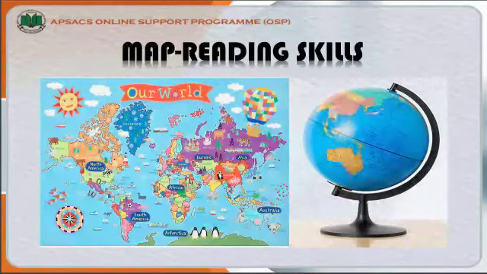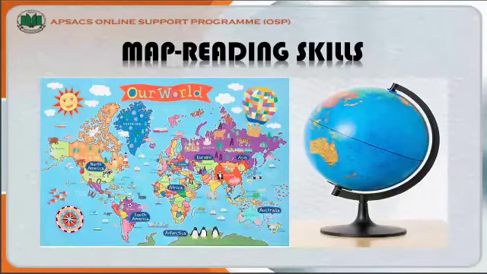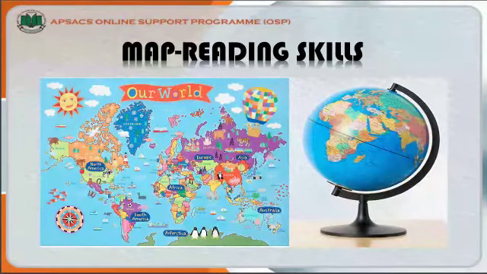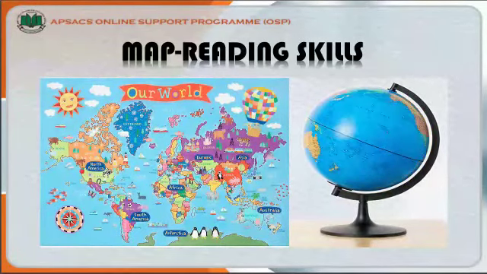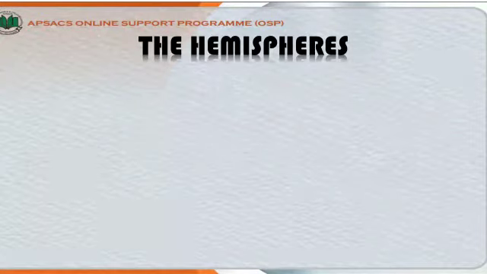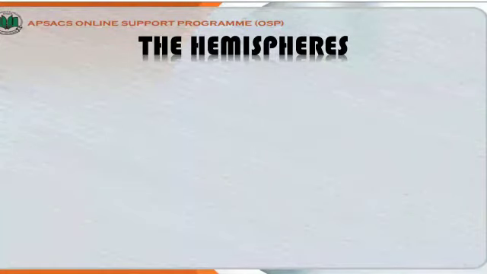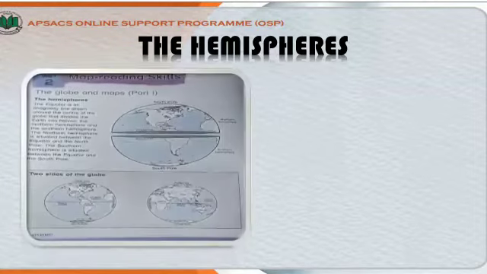Today's topic is globe and map. Here you can see map of the world and globe and can understand the difference between globe and map. Now we will talk about imaginary line which we can found on globe and map. First of all, we will talk about hemisphere. Open page number 22 and read text.